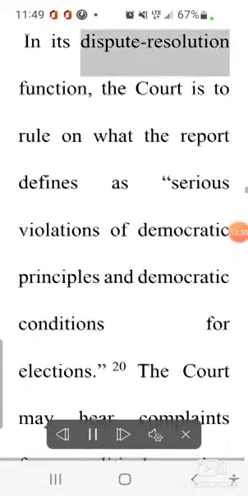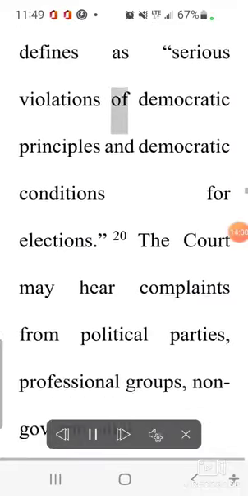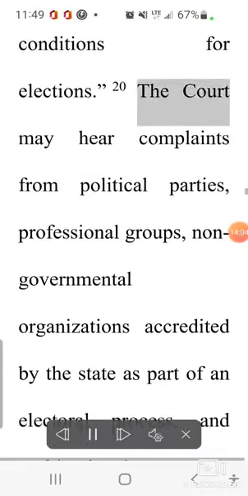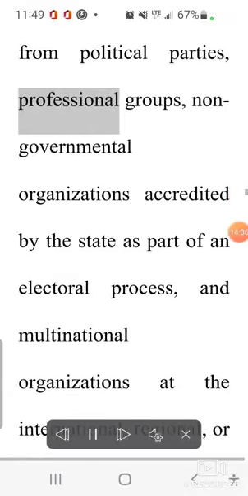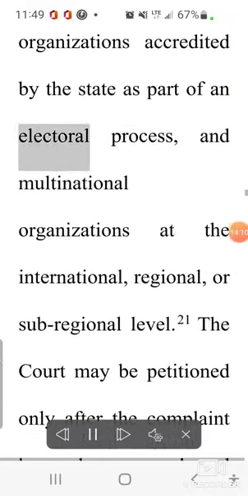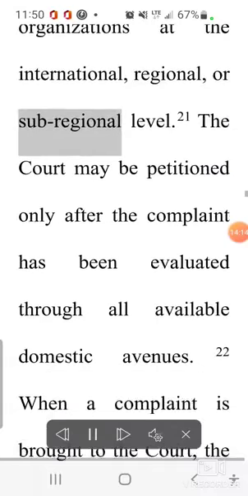In its dispute resolution function, the court is to rule on what the report defines as serious violations of democratic principles and democratic conditions for elections. The court may hear complaints from political parties, professional groups, non-governmental organizations accredited by the state as part of an electoral process, and multinational organizations at the international, regional, or sub-regional level.